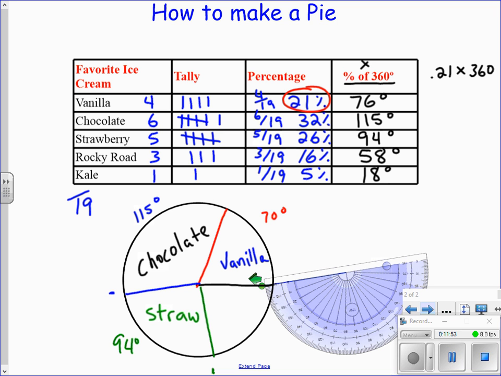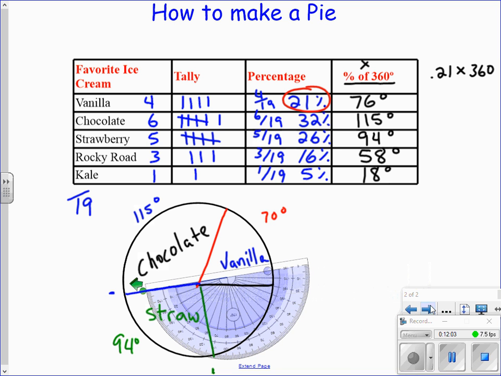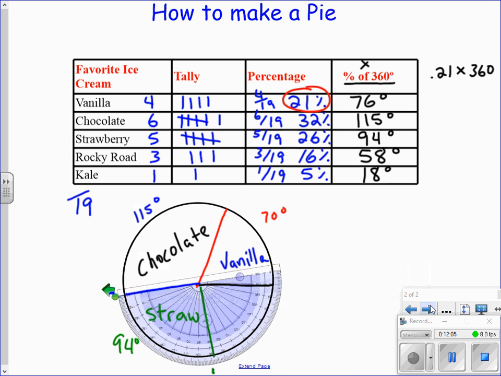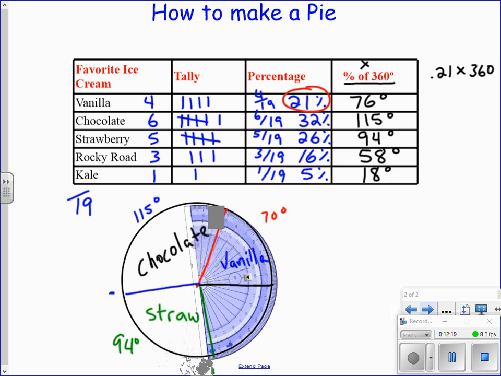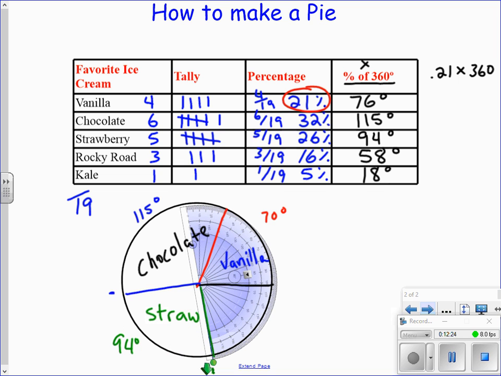Finally, Rocky Road. Not finally, but penultimately, Rocky Road, which is 58 degrees. Move my protractor back in. I'm going to use the green line this time as my center. Don't move the circle, move the protractor. If it'll spin, doesn't want to spin. Being temperamental, there we go. And I'm going to set that there. I'm going to go off the green line this time at 58 degrees.